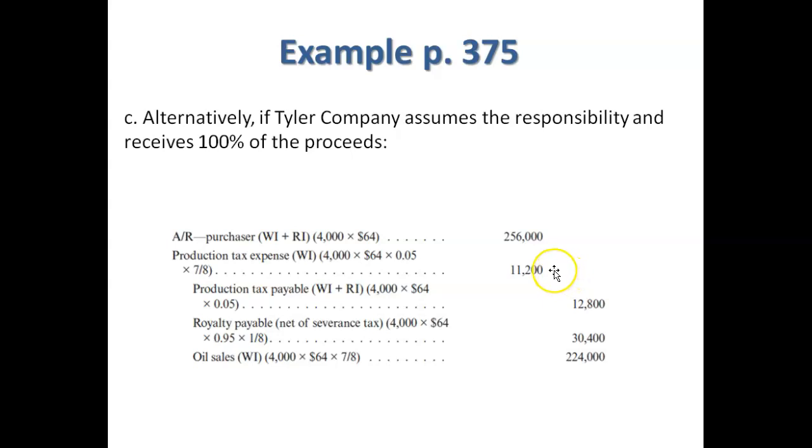He's going to debit the production tax expense for the amount of his production or severance tax. And he's going to set up the receivable to include the amount that he's going to receive. Again, including the severance tax amounts that he is later going to submit.